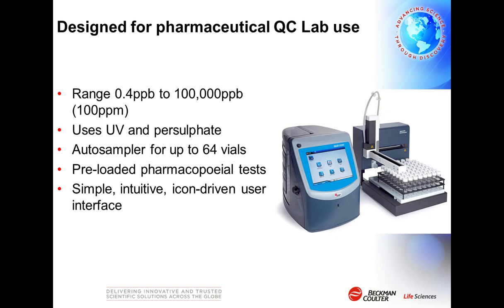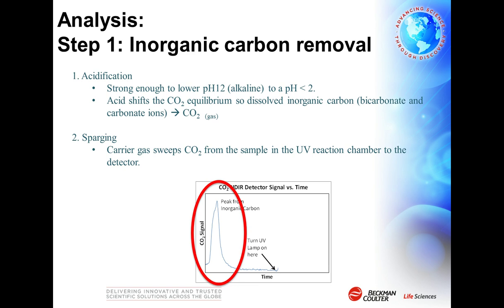The QBD 1200 analyzer is designed specifically to suit the pharmaceutical QC application. It can analyze TOC levels from 0.4 ppb to up to 100,000 ppb. It uses the industry standard UV and persulfate method and can handle up to 64 vials in the autosampler at a time. As I mentioned, the pharmacopoeial tests are in there, and you can pre-program your standard operating routine into it. And then you simply select the SOP or the compendial test like system suitability using an intuitive icon-driven menu.